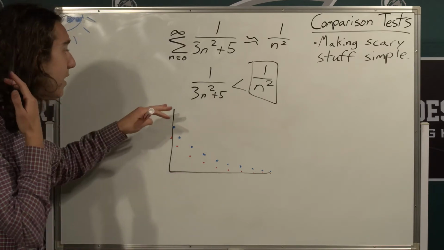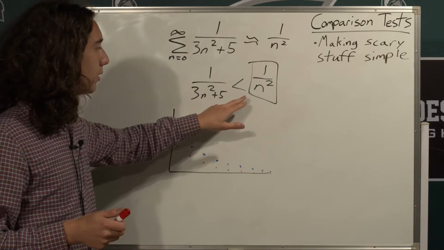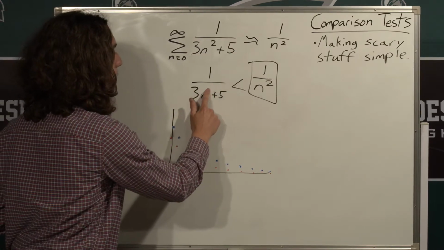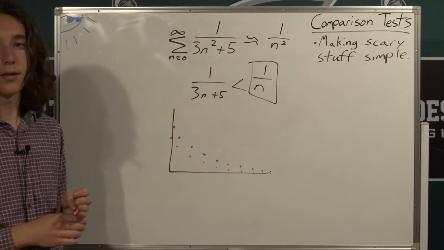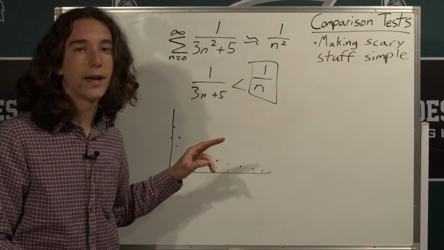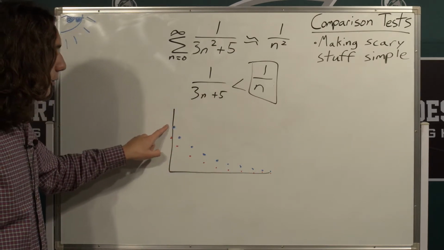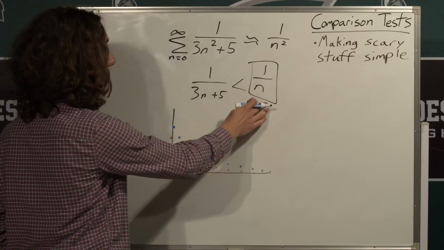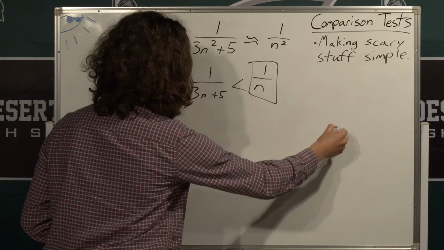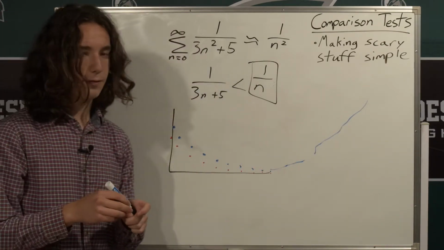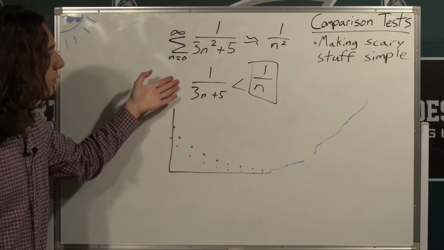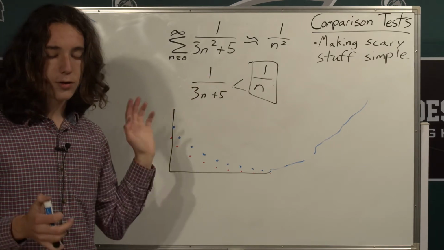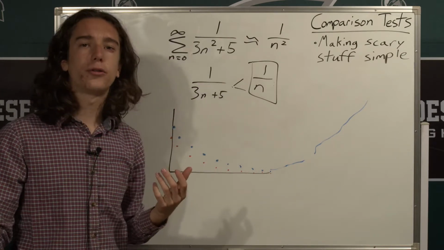Now, if instead this was 3n plus 5 and 1 over n, you can say the same comparison. You can say 1 over 3n plus 5 is less than 1 over n. But then we wouldn't know that this blue series converges. In fact, we'd know that 1 over n diverges, it's the harmonic series, so the area under this goes off to infinity. And something that's less than something that goes off into infinity doesn't really tell us anything about our series that we want to know about. And so that's kind of where the direct comparison test falters a little bit.